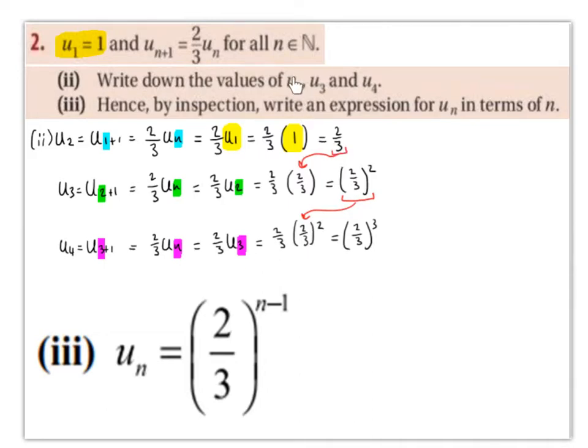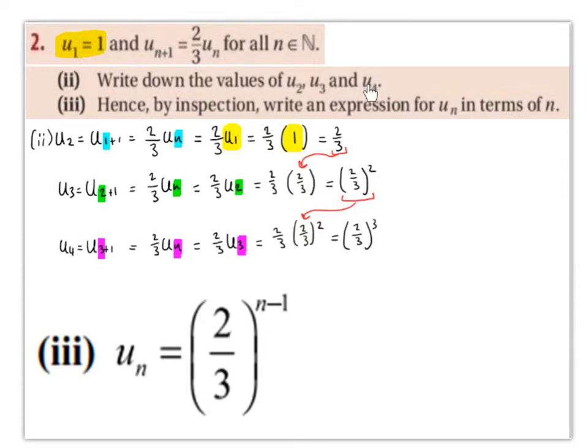Now we want to work out the value of u3. So u3 can be rewritten as u2 plus 1, because 2 plus 1 is 3. So we have 2/3 times un, and we're going to swap that n for 2. So we have 2/3 times u2, and we just worked out that u2 is equal to 2/3. So we swap that u2 for 2/3 in brackets. So we have 2/3 times 2/3, which is 2/3 squared.